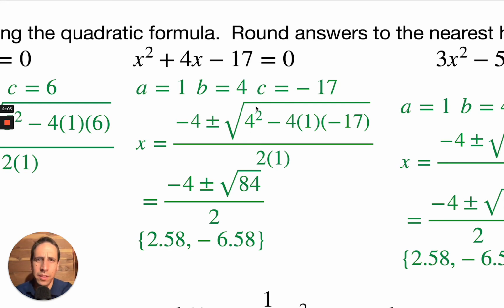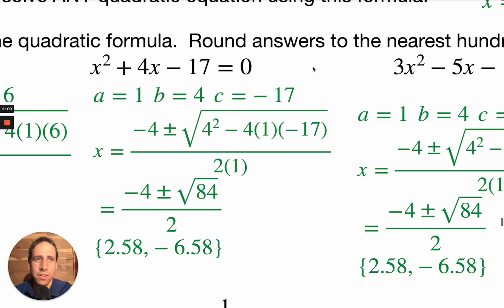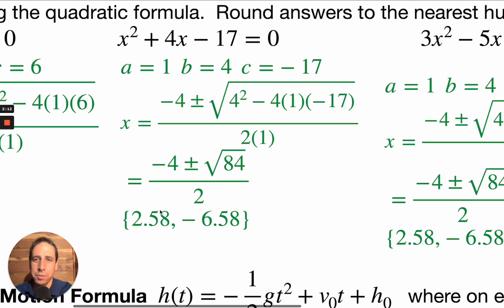Now, in this particular question, they're looking for you to round your answers to the nearest hundredth. So that's what we're going to do. We'll plug that in, we'll type it out. You can imagine a world where you have to do a whole bunch of simplifying. If you want an exact answer, simplify the radical, but we're not going to do that right now. We want answers to the nearest hundredth, and that's what we're going to give. 2.58, comma, negative 6.58, depending on whether or not you add or subtract.